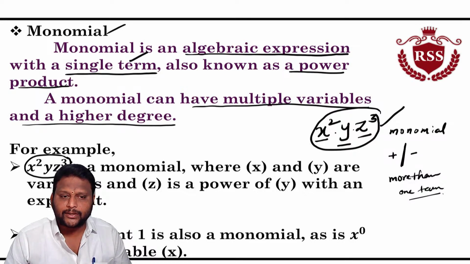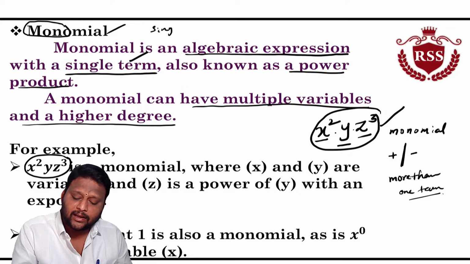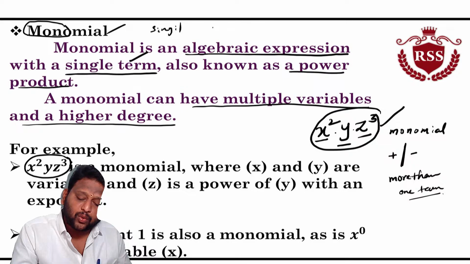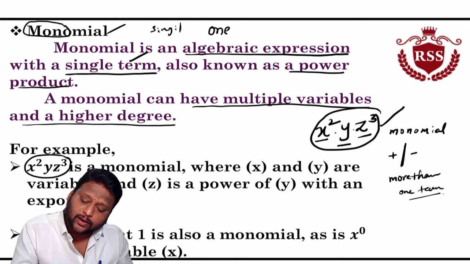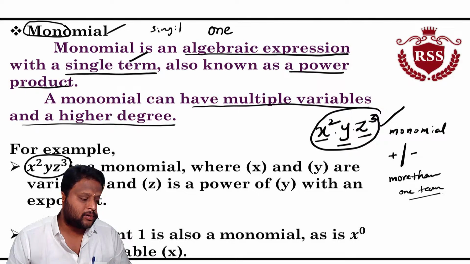So what is monomial? Mono means single. Mono means one. Mono means what? One. Clear? Mono means single.